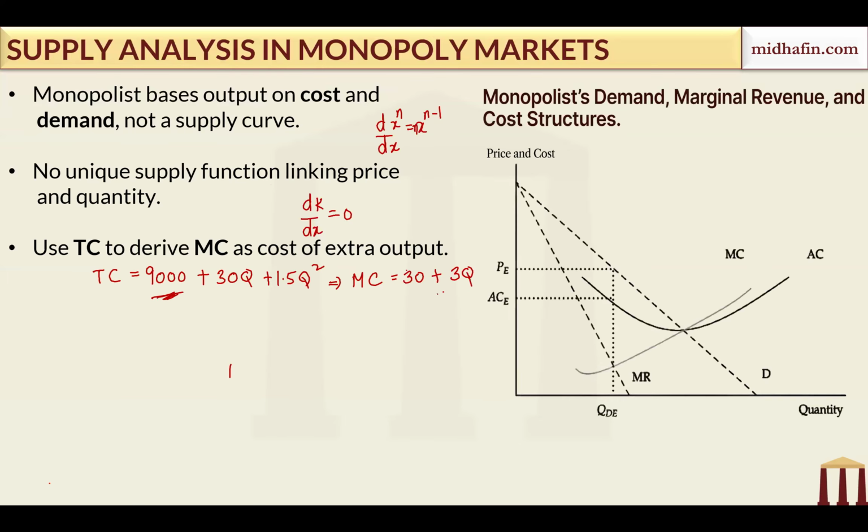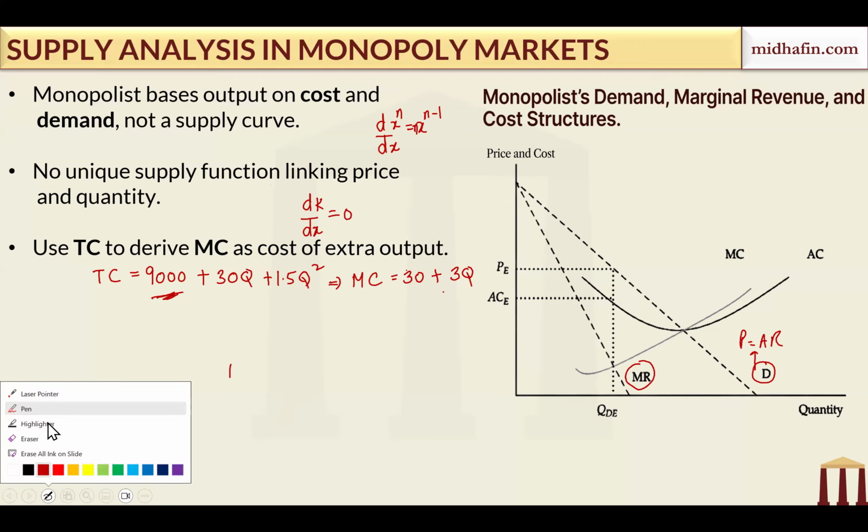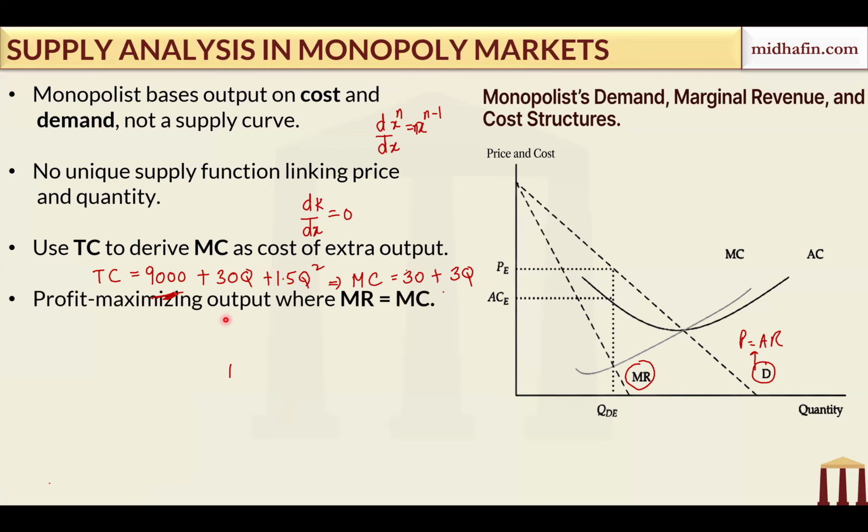So these are the curves now. You have marginal revenue over here, and demand, which represents price as well as average revenue, if you remember. The fundamental rule of profit maximization still stays the same. You have the profit maximizing output where again marginal revenue is equal to marginal cost. That does not change. So this is the marginal revenue and this is the marginal cost. Marginal cost is 30 plus 3Q, let's say.